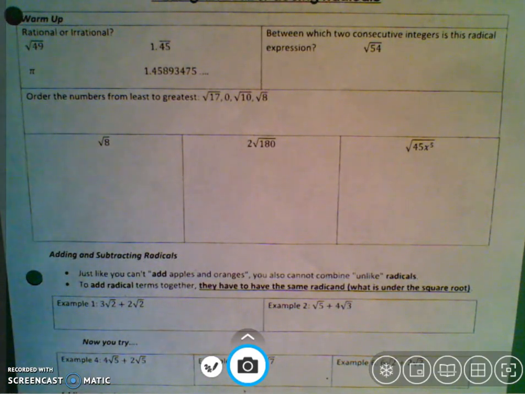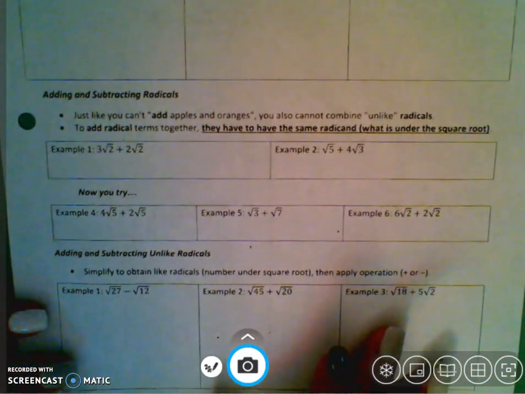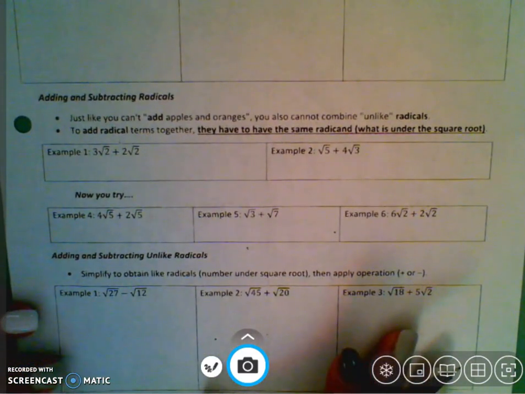Hey guys, so today we are going to add and subtract radicals. I'm going to skip the top part for this video. The answer key is on Canvas.